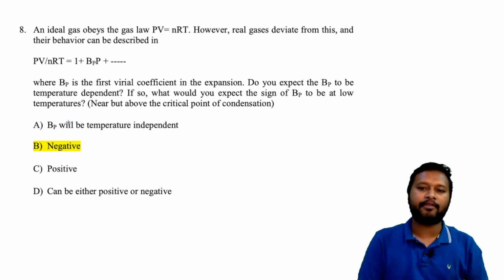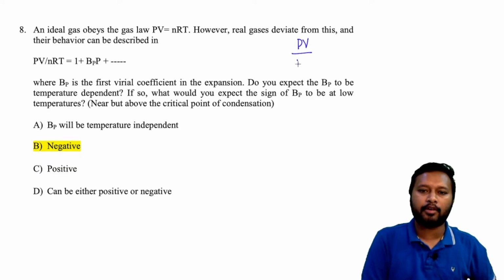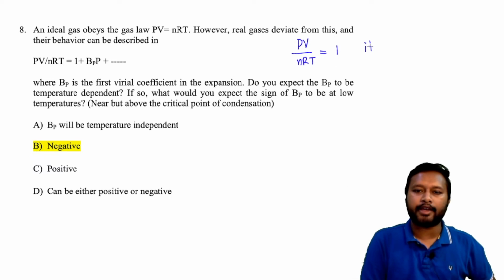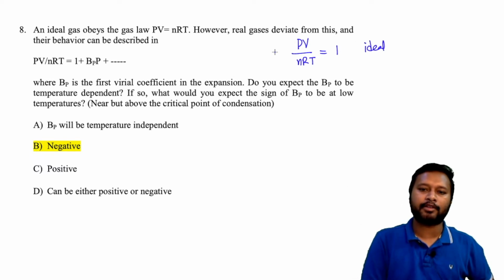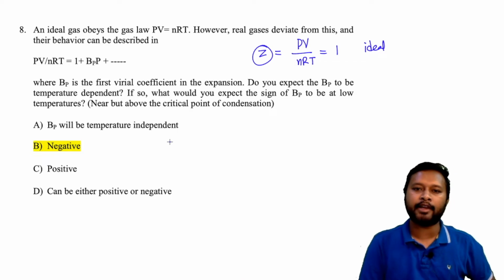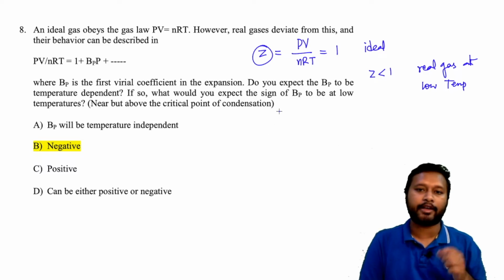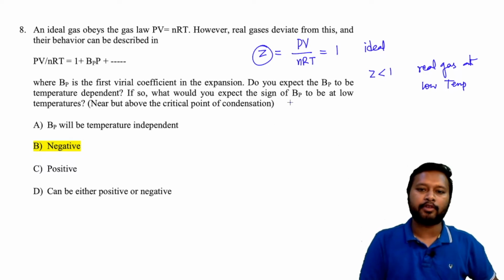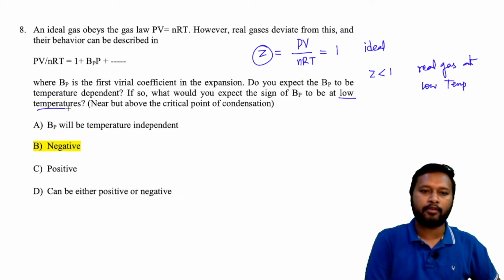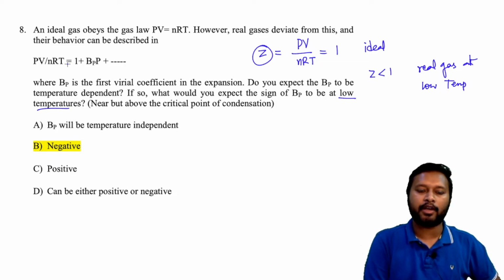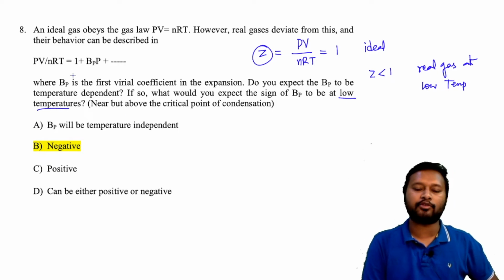Okay, so we have studied that PV upon nRT is equal to 1 for the ideal gas, and this is called the compressibility factor Z. We know that Z is actually less than 1 for real gases at low temperature, so there is where you are getting the hint. It is given that you have to do it at lower temperature. So this PV upon nRT, since it's a real gas, has to be lower than 1.